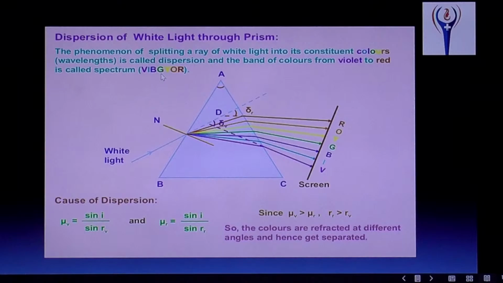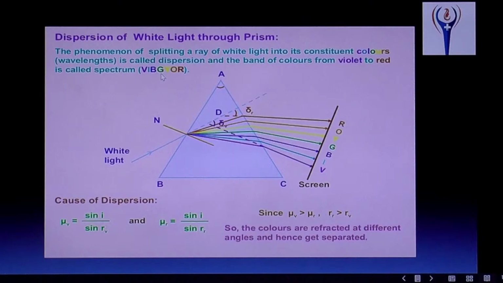By adjusting the telescope angle, we will get violet to red. That angle can be noted, and from that you can determine the refractive index of the different colors. And here, see, mu V is greater than mu R, and therefore the angle of refraction for red is greater than violet. So the colors are refracted at different angles and hence get separated.